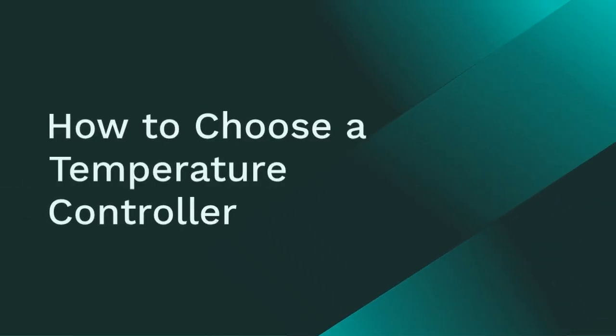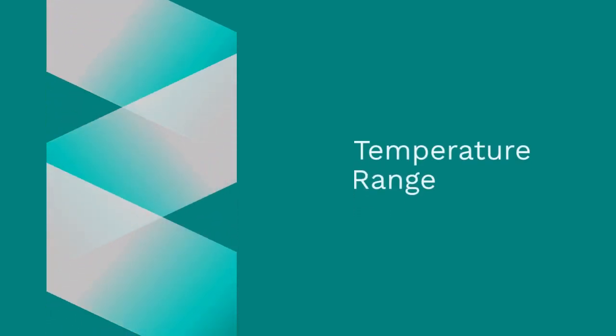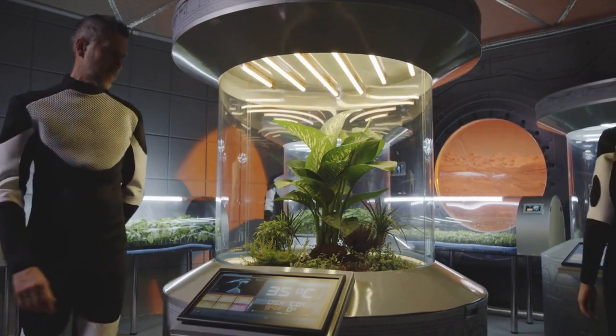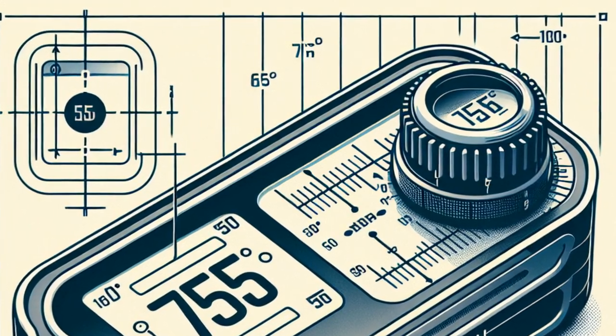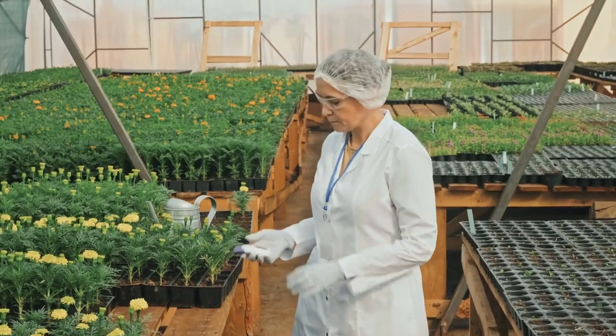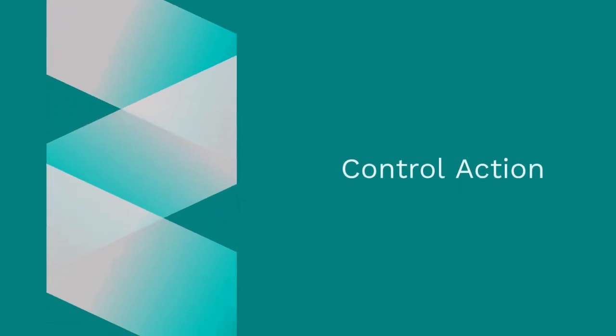How to choose a temperature controller. Temperature range. The very first thing is the temperature range you require. If you maintain a certain temperature, then always choose one with higher rated temperature settings. This means, if you want a maximum set point of 75 degrees, then choose the one with a settable range of 150 degrees.